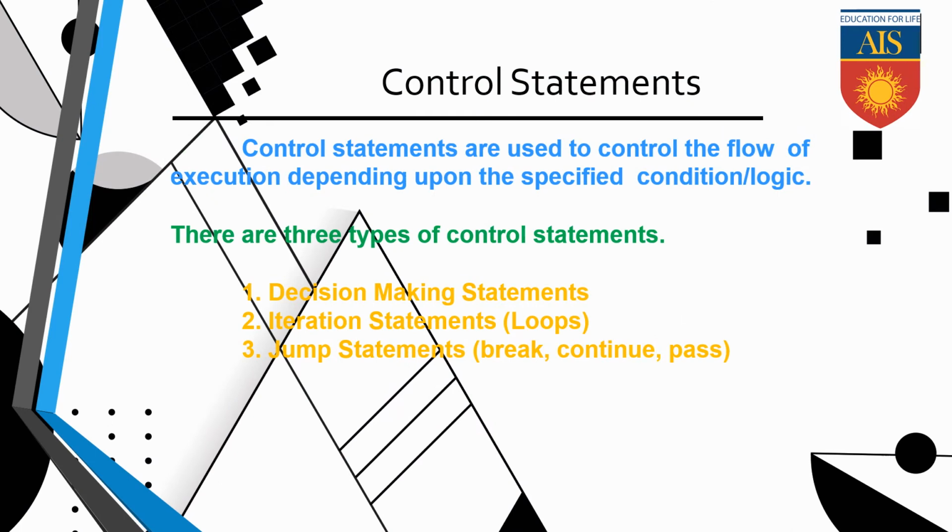First we need to learn what a control statement is. Control statements are used to control the flow of execution depending upon the specified condition or logic. There are three different types of control statement: decision making statement, iteration statement, which is commonly known as loop, and jump statement. Break, continue, pass are examples of control statements.